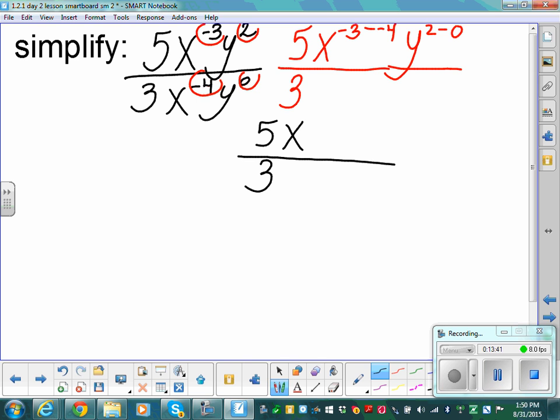What happens when you minus a negative? Good. Change it to a positive. What's negative 3 plus 4? 1. And then we have y to the 2 minus 0, which is 2.